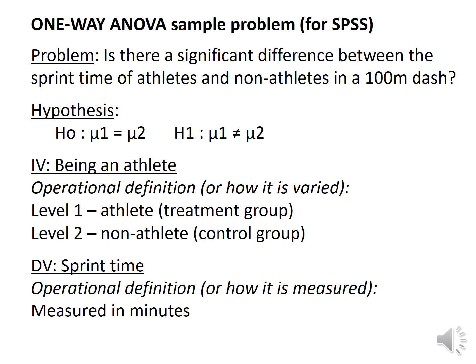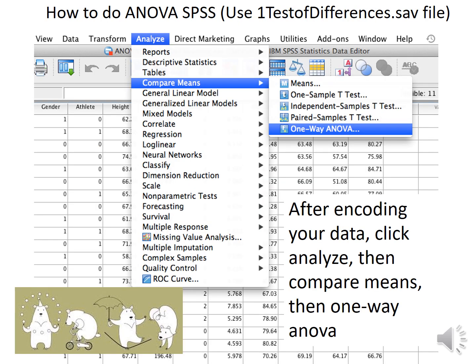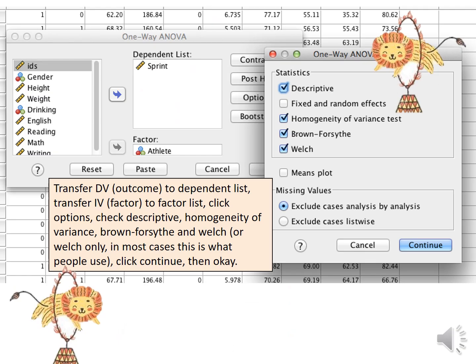Our IV here is being an athlete. So our levels would be the athlete group and the non-athlete group. And the dependent variable here is measured in minutes. Using the data for the athletes and non-athletes, this one is on how to do ANOVA using SPSS. Again, this is for SPSS.